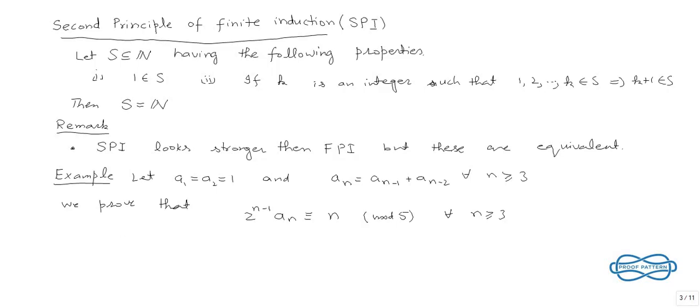Okay, a is congruent to b mod 5 means, or we can say that a is congruent to b mod 5 if and only if their difference is divisible by 5. Okay, this means two integers are congruent if and only if their difference is divisible by 5. Okay, now we move further.